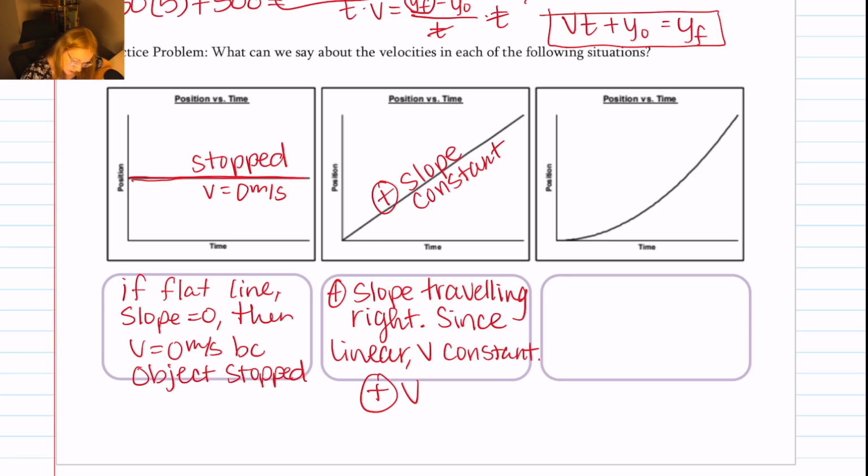Let's look at this next one. We have a positive slope, so it should be heading to the right, but we also have a curvature. Let's look at the curvature. It gets steeper over time, so the slope is increasing. And remember that on a position versus time graph, the slope is the velocity. So if your slope is increasing over time, your velocity is increasing over time. Positive slope means it's heading to the right.